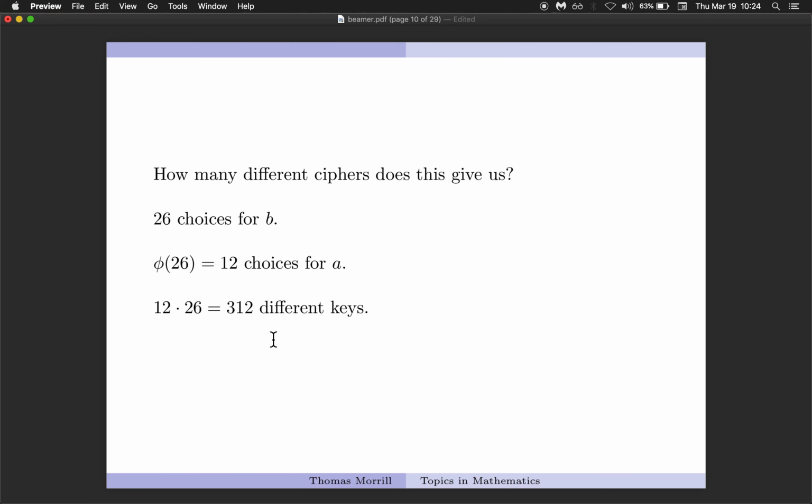312 tests to try and see which of them gives you a reasonable plain text message. This is still something that a computer can do in the blink of an eye. So you can use this to confuse your friends and keep people out of your personal diary, but I would not trust the affine shift cipher to keep anything secure against someone with a computer, for example.